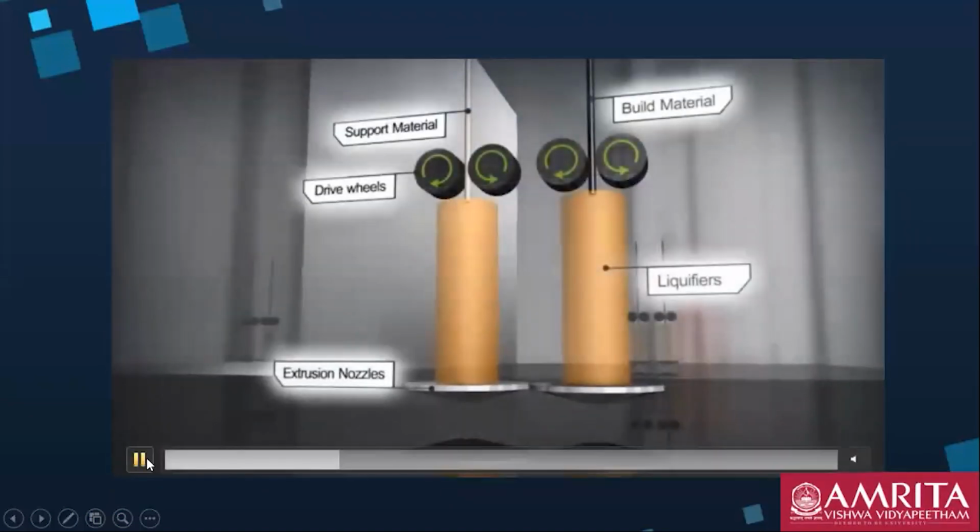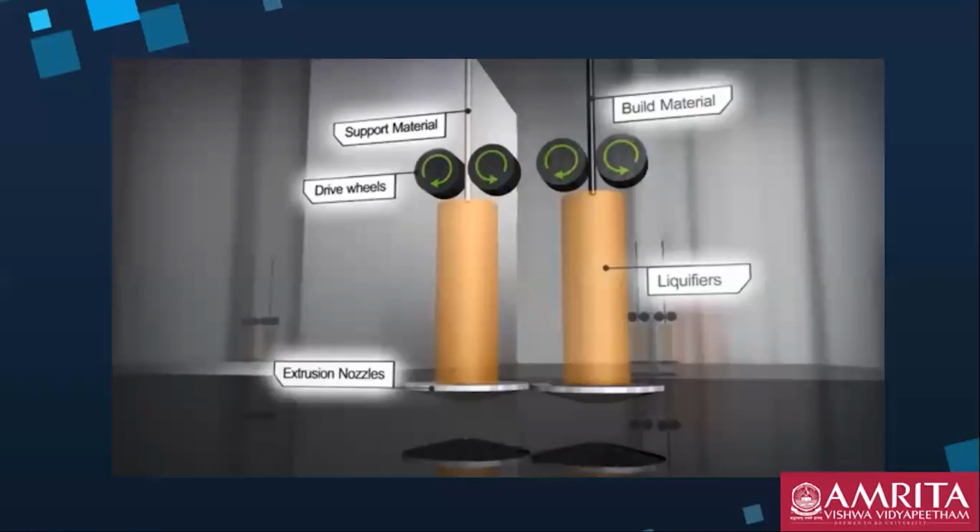This is the nozzle head over here. Now how is the filament fed? It is fed with some driving wheels. Both the nozzles have these driving wheels. Support material and build material, don't get confused by it. Support material actually means what I said, the sacrificial material, which can be removed after you have made the product. They are required to support your actual 3D object, right?